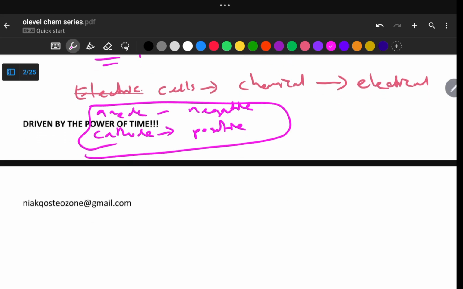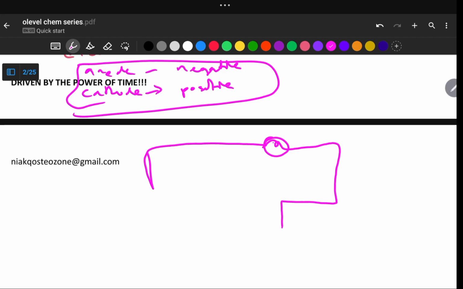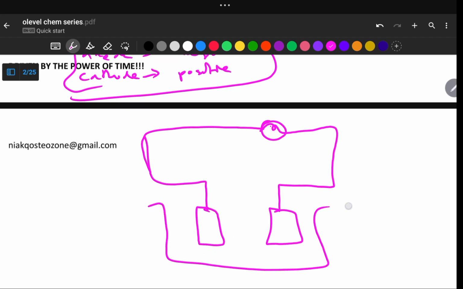So let us say we are having this series circuit, and here we're having this bulb, right? And then we're having these electrodes, and then we're having this container with the electrolyte. Are we together, guys? So this is the container.